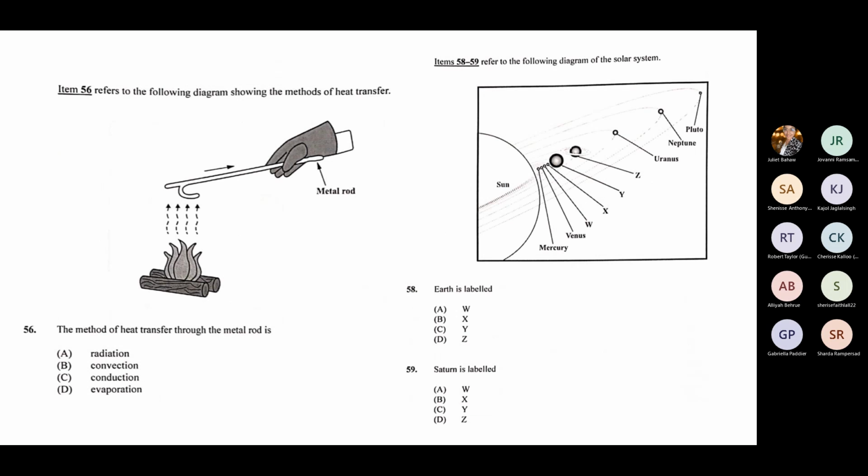56, Cherise. Conduction. Very good. C, because it's a metal rod. Very good. It's a solid. And 58, Earth is labeled. So remember what the acronym stands for. My Very Excited Mother Just Served Us Nachos and Pizza. So W will be Earth. All right. And Saturn is labeled. Saturn will be the one with the ring, which is Z. So that is how to remember the order of the planets.